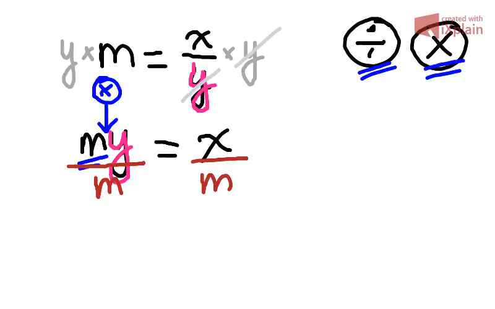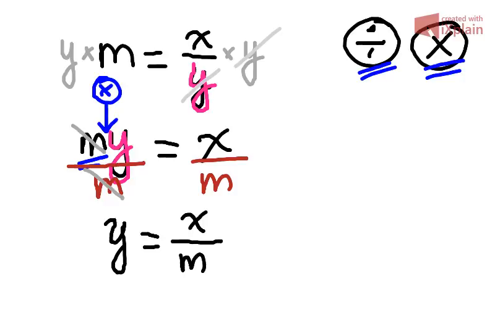We divide the left hand side by m, so we can cancel the m on the top and the m on the bottom. Or basically m divided by m is 1, and 1 times y is y. We divide both sides by m, so we keep the balance in this equation. So the right hand side looks like x over m. So now the original formula has been rearranged for y. We made y the subject of the formula.